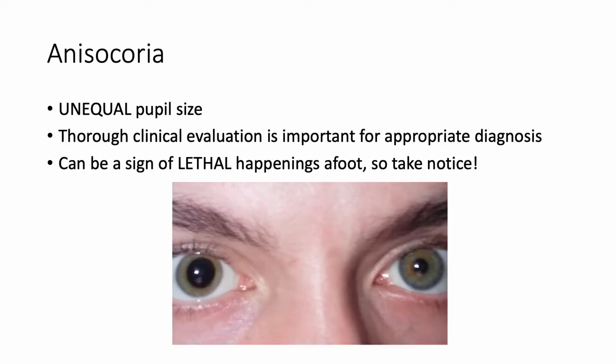Now let's shift gears into something a little bit more clinically relevant. Anisocoria is a description of unequal pupil size. We get this consult quite often, as do our neurology colleagues, so a thorough clinical evaluation is important for appropriate diagnosis. Anisocoria can be lethal, so you do need to take note of this for your clinical rotation.